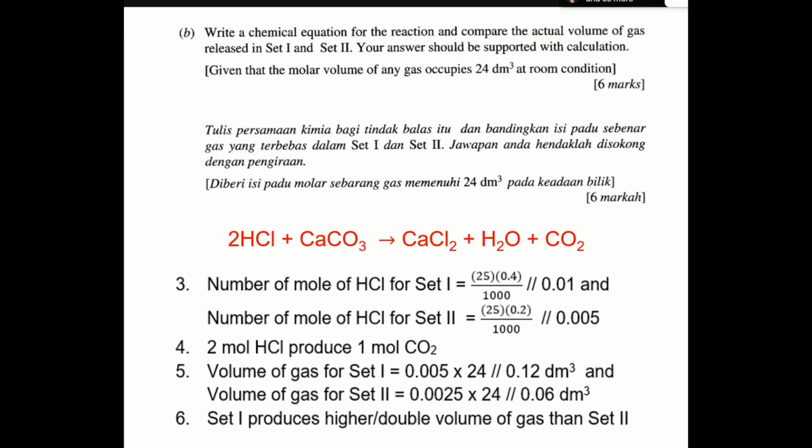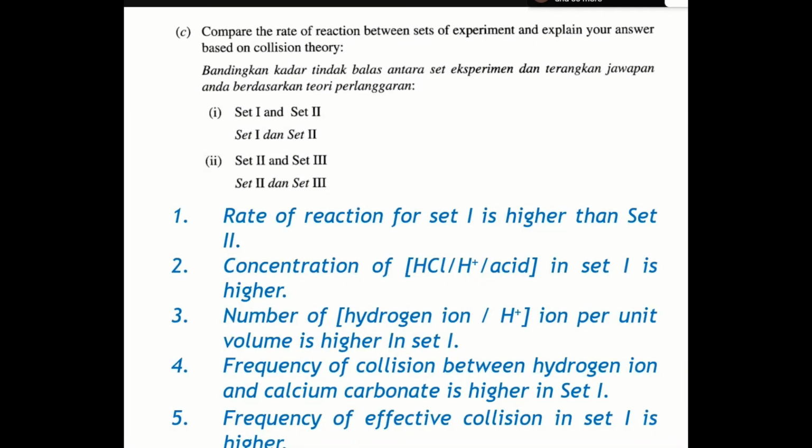So the next question, I think, is a common one. Compare the rate of reaction between the two sets of experiments and explain by using collision theory. Okay, this one is nothing new, because we are very familiar with this. And here I just want to point out, when we do the comparison by using rate, it must be in the term of higher or lower. It cannot be faster or slower. It must be higher and lower.